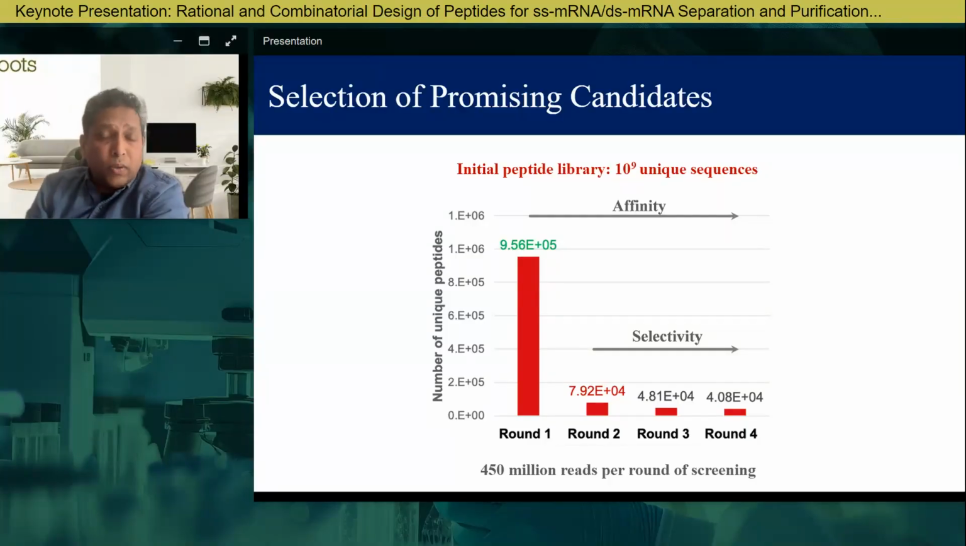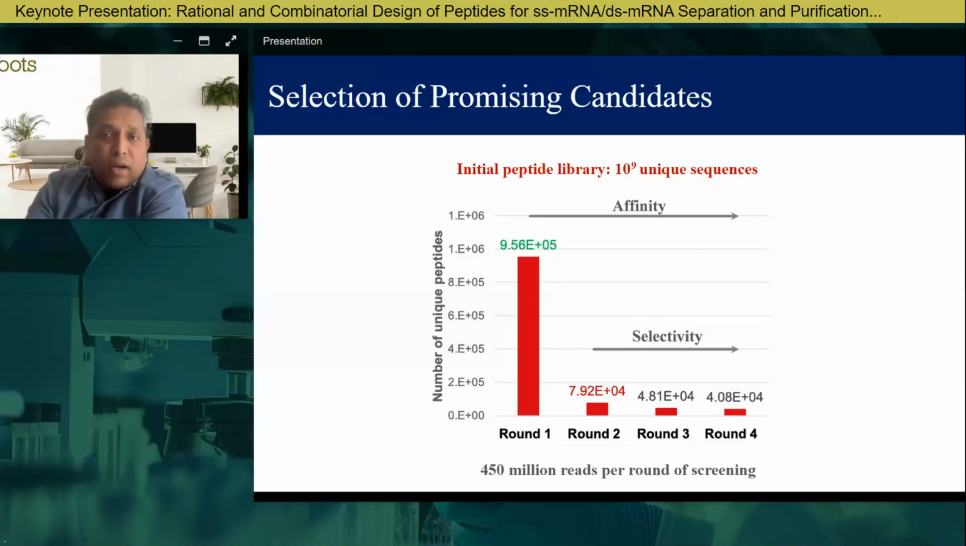The y-axis here is showing you the actual numbers of interesting sequences that we are finding at each round of screening. I should have mentioned this before. We do about 450 million reads per round of screening. And this is where next generation sequencing has become a really powerful tool. Even about a decade ago, if you wanted to do this with Sanger sequencing, where you're limited to maybe 5, 10, 100 at most, this would have simply not been possible. So the introduction of next generation sequencing has really helped make the high throughput screening also a high throughput evaluation.